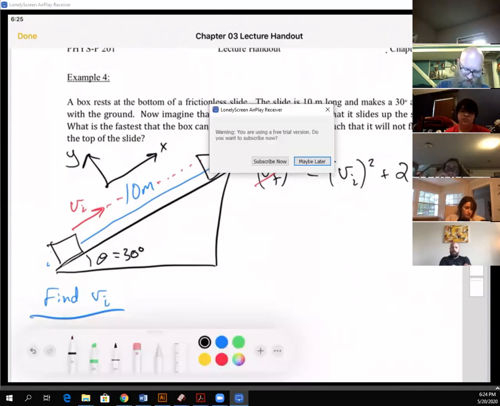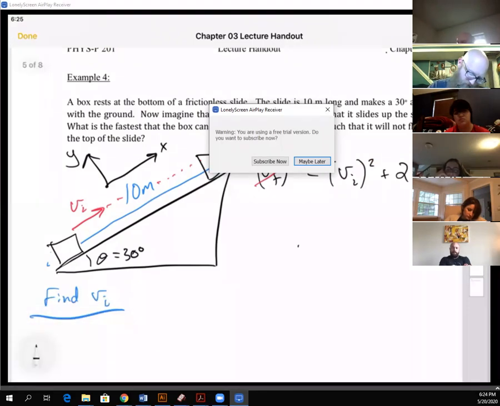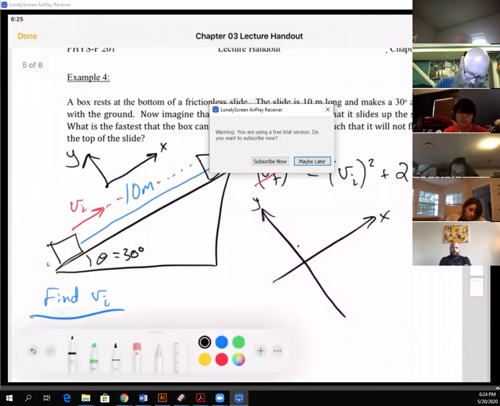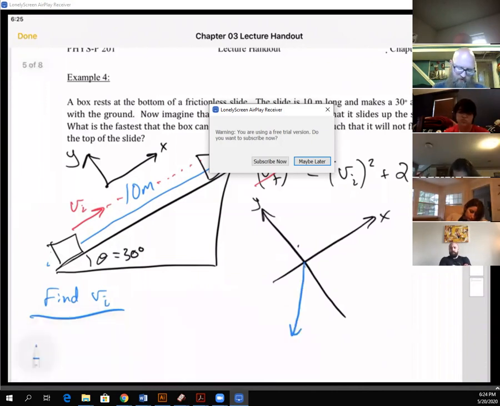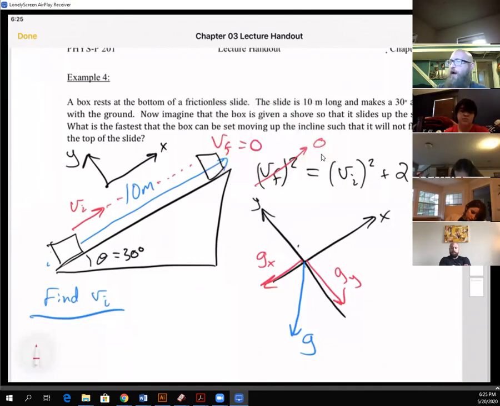I need that acceleration. So let's draw some axes here. I'm going to draw the axes a little bigger and almost correctly tilted. There's X, there's Y, and I'll use a different color. Blue is fine. So G is the acceleration due to gravity, right? And part of G points down the ramp, G sub X, I guess, and part of G points into the ramp, G sub Y. So G sub Y, I don't care about in this specific problem.